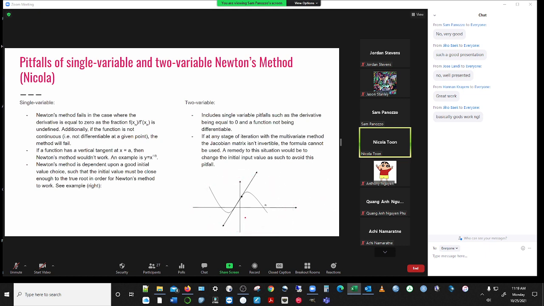For two variables, you also have most of the pitfalls from single variables. So if the derivative is equal to 0 or the function is not differentiable, you actually won't be able to complete Newton's method. And if at any stage of the iteration with the multivariate method, the Jacobian matrix isn't invertible, the formula cannot be used. This can actually be solved by changing the initial input values, but it depends on your initial input values as well. So you also need to have good values to choose from.